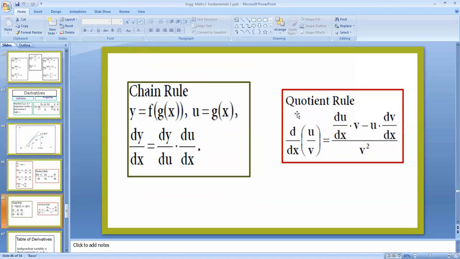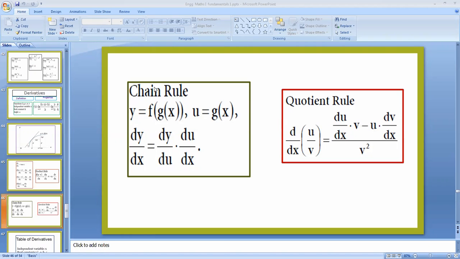What is the next law? That is the quotient law. What is the quotient law? See here. d by dx of u upon v means du by dx into v minus u into dv by dx, divided by v square. In another fashion, how do you define it? Denominator into differential of numerator minus numerator into differential of denominator, upon denominator square. So this was the quotient law, the division law in differential.